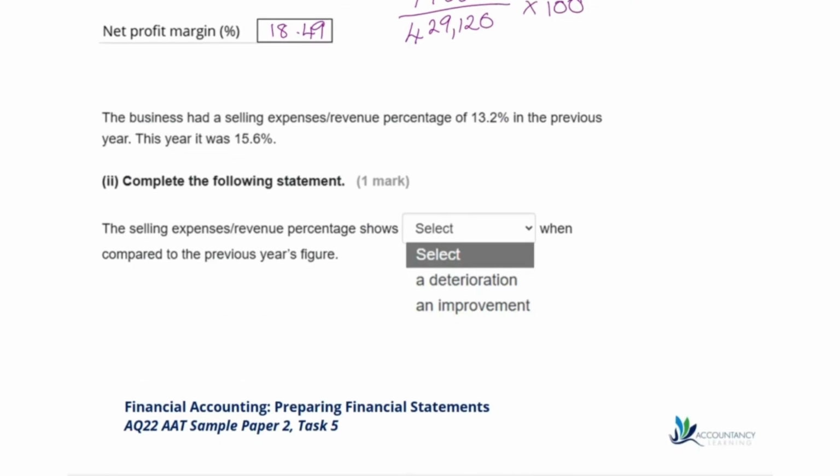Moving on a bit further, the business had a selling expenses to revenue percentage of 13.2 in the previous year. This year it was 15.6. So now we need to complete the statement. The selling expenses to revenue percentage shows, and is it a deterioration or an improvement when compared to the previous year's figure? So it has increased, which means there's more expenses to every pound of revenue. So that means there's a deterioration because we're spending more, but we're not receiving any more.